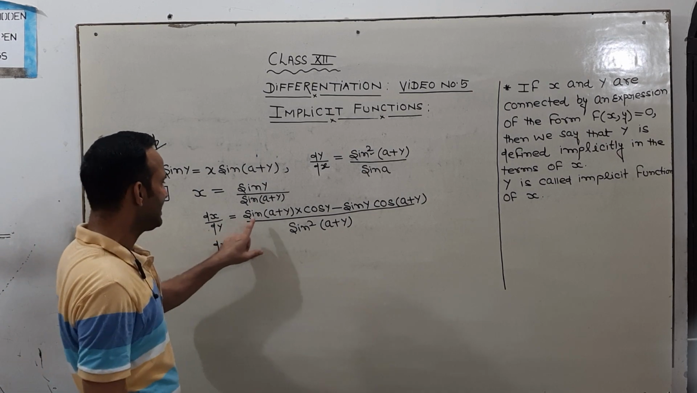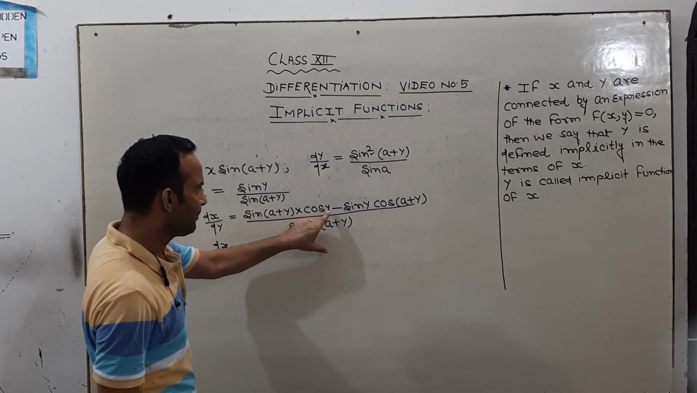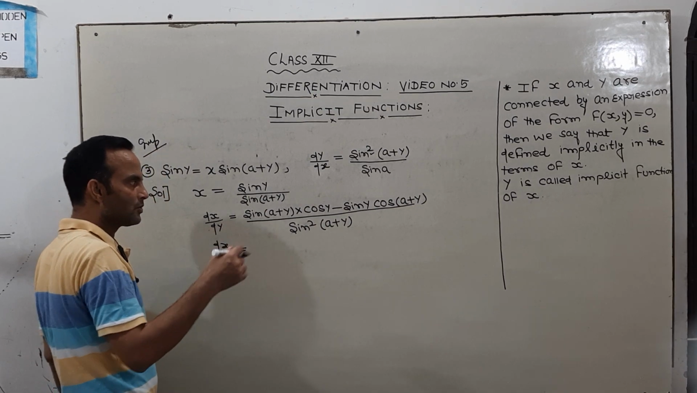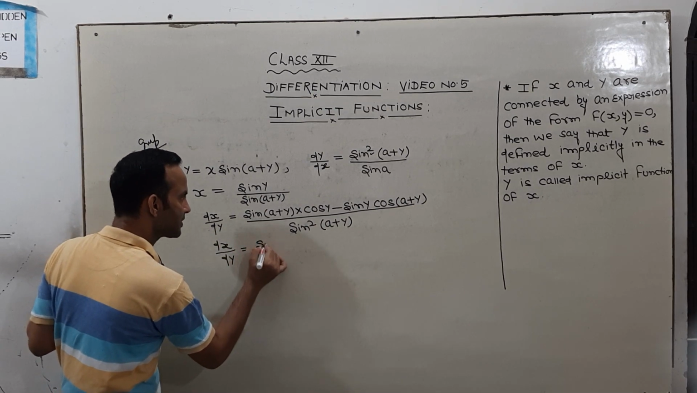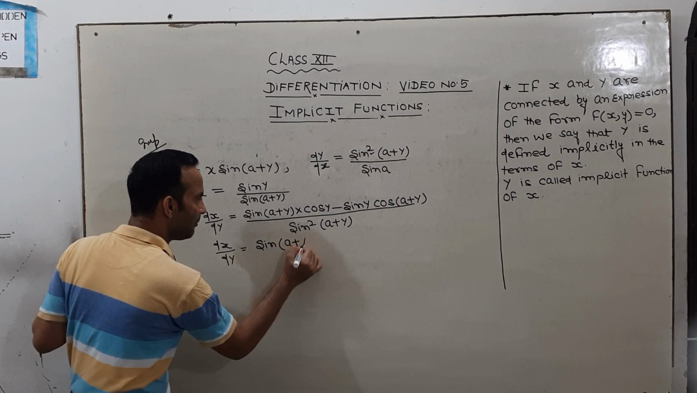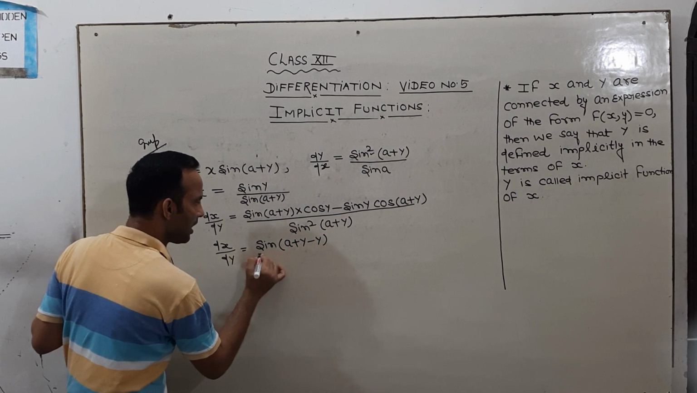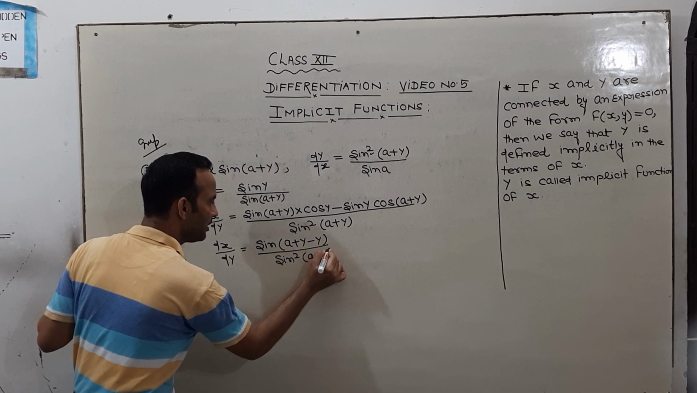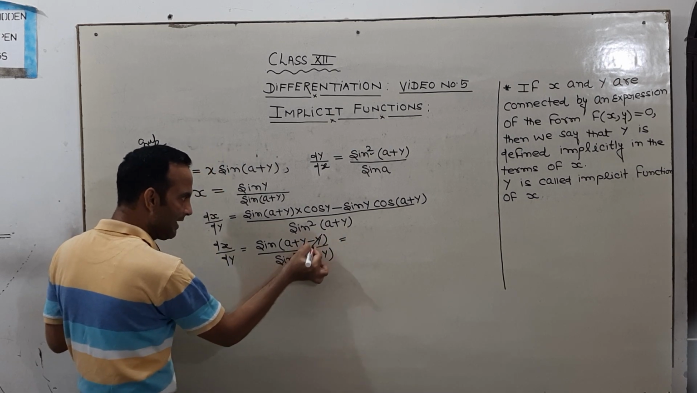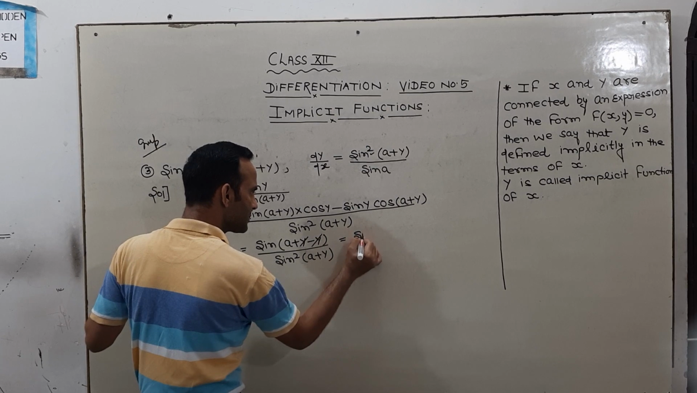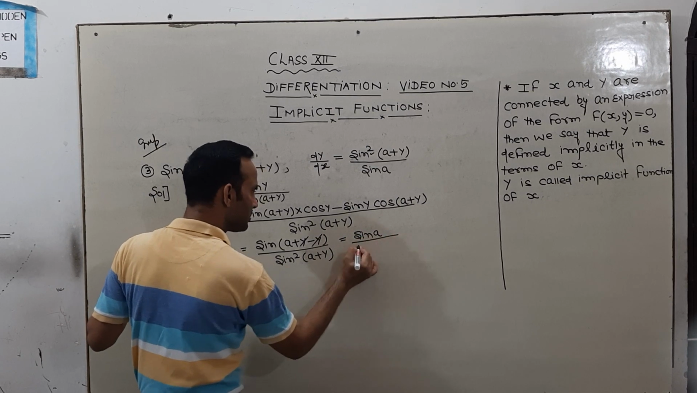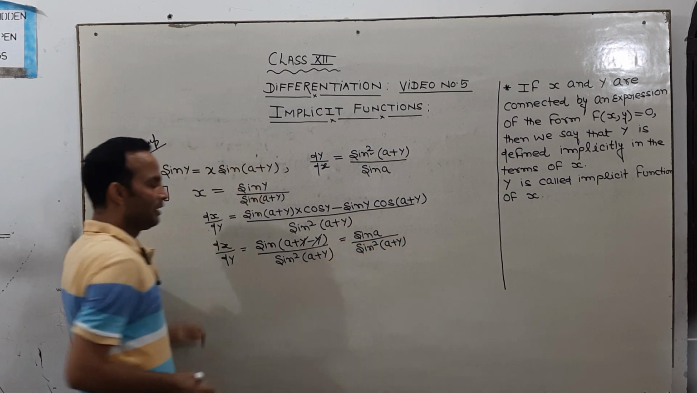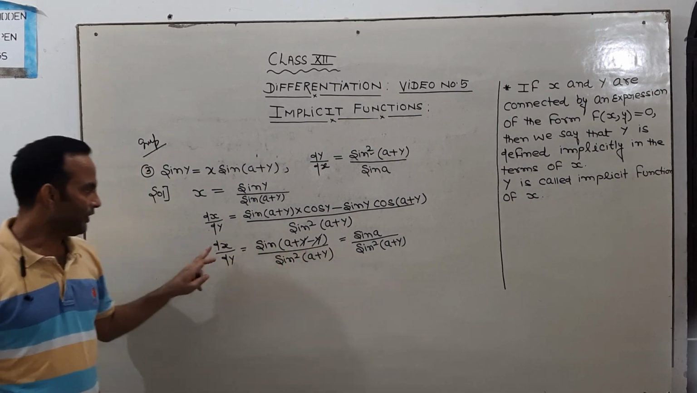is equal to what? You can see sin A cos B minus cos A sin B. This is the formula of sin of A minus B upon sin square of a plus y, which is equal to what? You can see y and y cancel each other. We obtain sin a upon sin square of a plus y. Now see, this is the value of dx over dy.